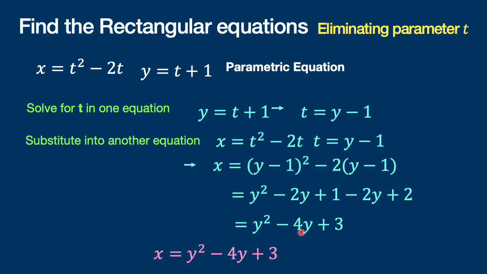There is no parameter now, right? That's what we call a rectangular equation. So, two different equation forms. In a parametric equation, there is a parameter: x, y depend on t. In a rectangular equation, there is no other parameter, no other variable. Only x, y. So we call it a rectangular equation.